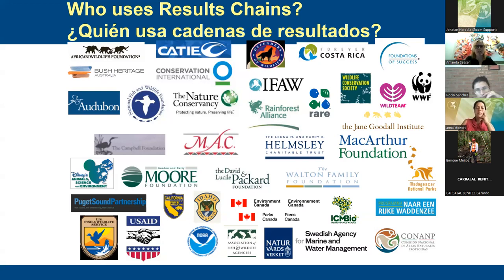And so who's using results chains? Well, the answer is a lot of different organizations are requiring results chains as part of their proposals. So if you learn it here in this process with IAI, hopefully this will be information that will be useful for you in the future with different proposals down the road. You'll see there's a lot of different governmental, NGO, international, national organizations that say, if you don't have a results chain, we will not fund your proposal.